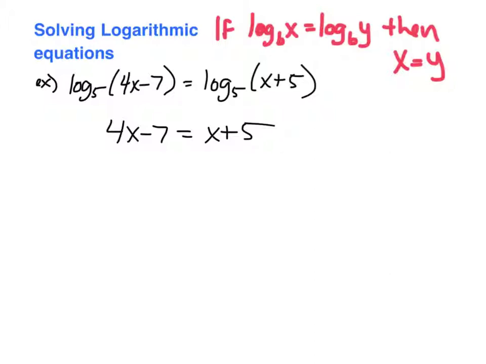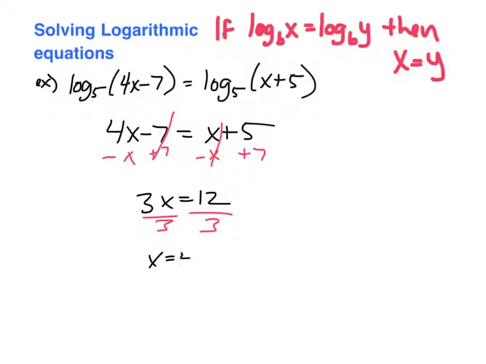Okay, get your x's on one side. We'll subtract an x from both sides, and add 7 to both sides, to get 3x is equal to 12. Divide both sides by 3. And x equals 4.